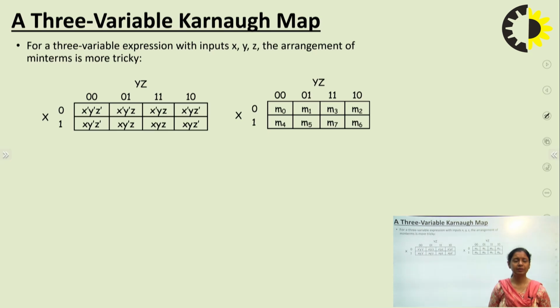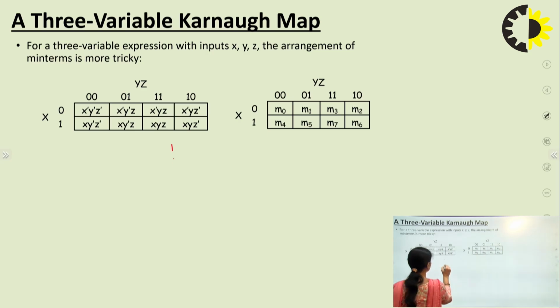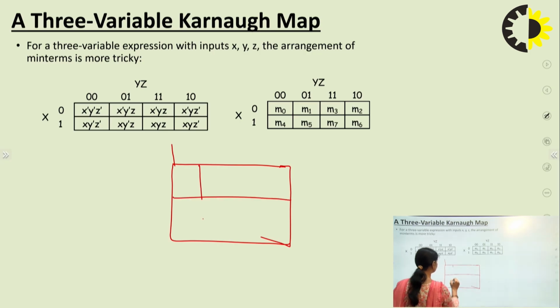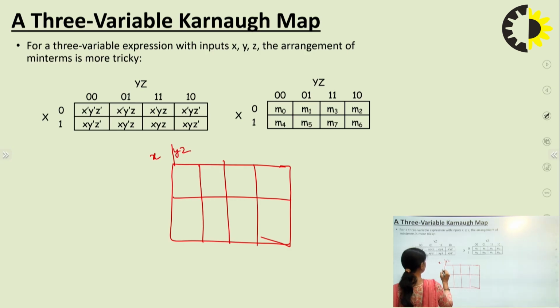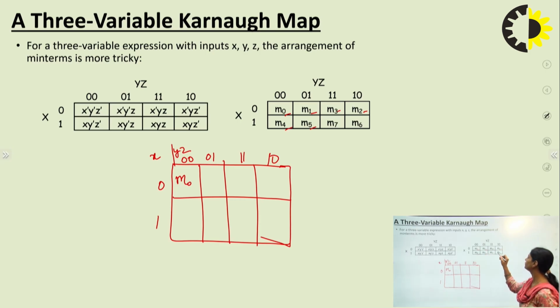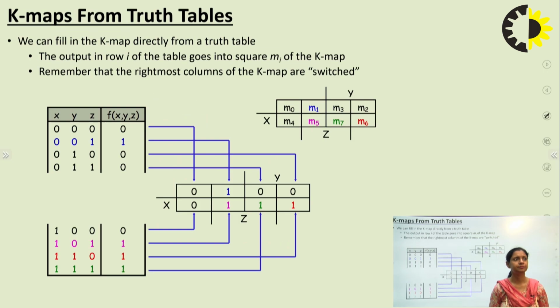For a 3 variable K-map, we have a combination of 8 elements. Now that K-map can also be drawn like this. We have x on one side and 2 variables on the other side, 0, 1. Here we'll have 0, 0, 0, 1, 1, 0 and 1, 1. So the minterms that we'll have would be M0, M1, M2, M3, M4, M5, M6 and M7. So this is how the representation of a K-map comes when we are talking about a 3 variable K-map.